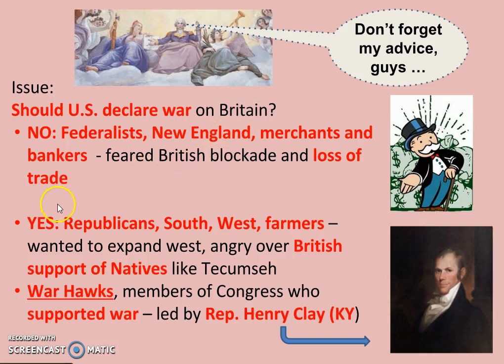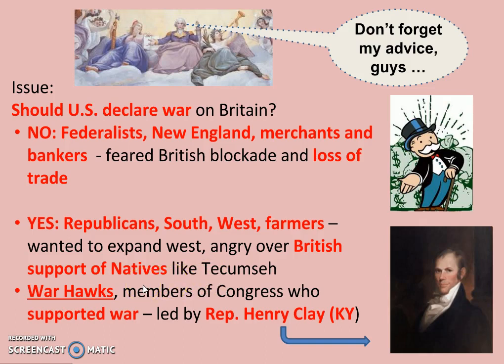However, in favor of war, you have the Democratic Republicans, the South and West, and farmers, because they want to expand west. And the British and the natives are in their way. So they want America to defeat the British, stop the support for the natives, and let them expand west. And they are led in Congress by a group called the War Hawks.